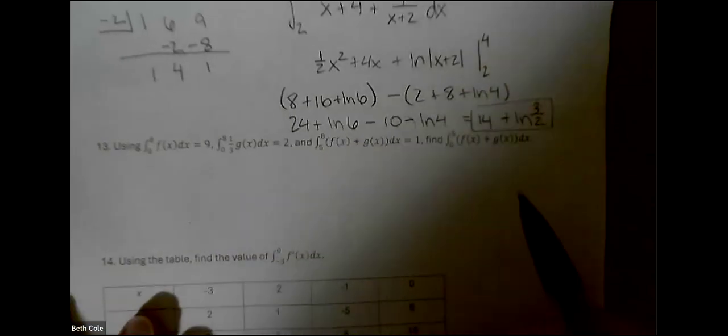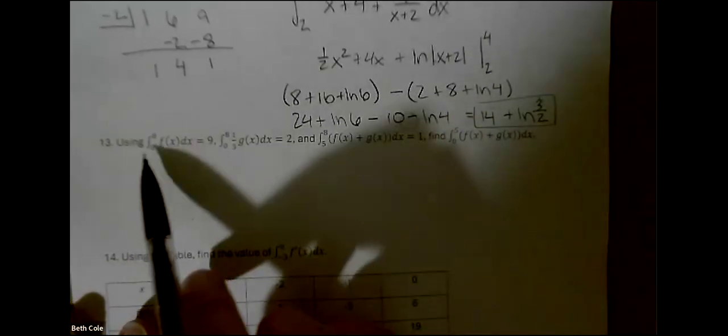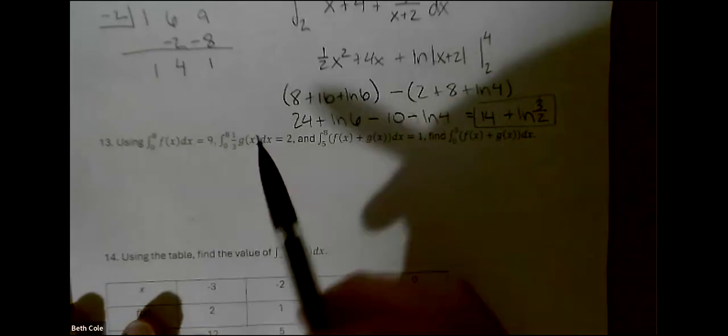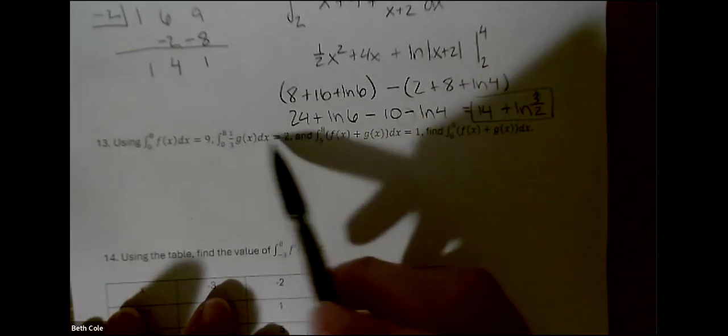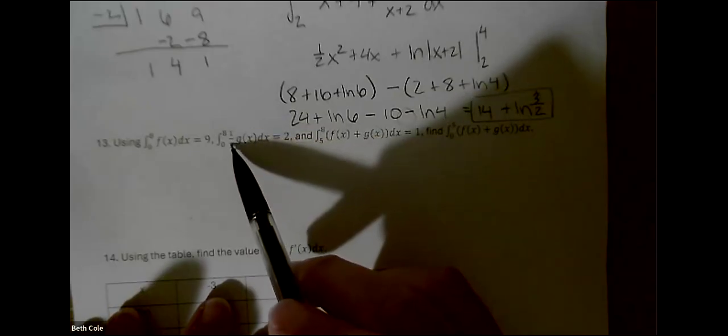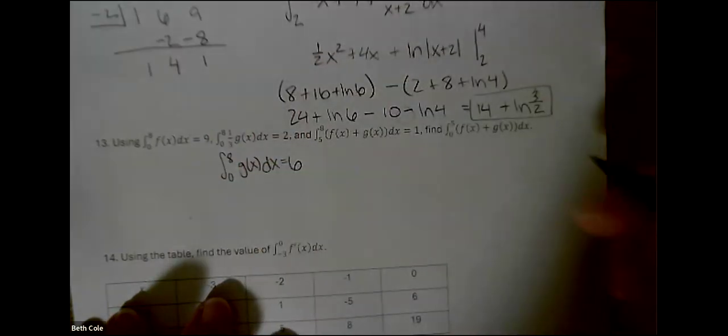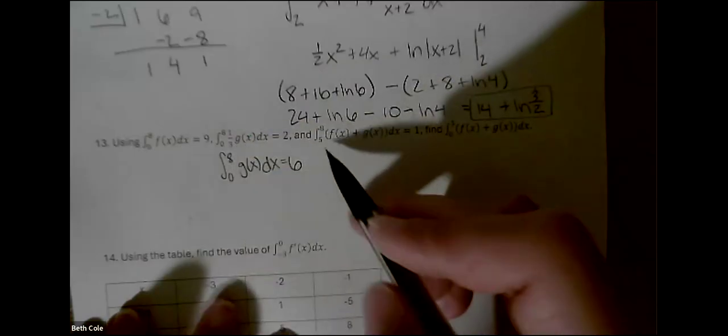This looks like a whole lot. Let's unpackage this. Integral 0 to 8 for f of x is 9. Integral 0 to 8 for 1/3 g of x is 2. The very first thing you would do is want to multiply that 3 to the other side. So let me go ahead and rewrite this so that it's just g of x in there. 2 times 3 is 6. Because I know I'm going to need to do that. I don't want that 1/3 in there.